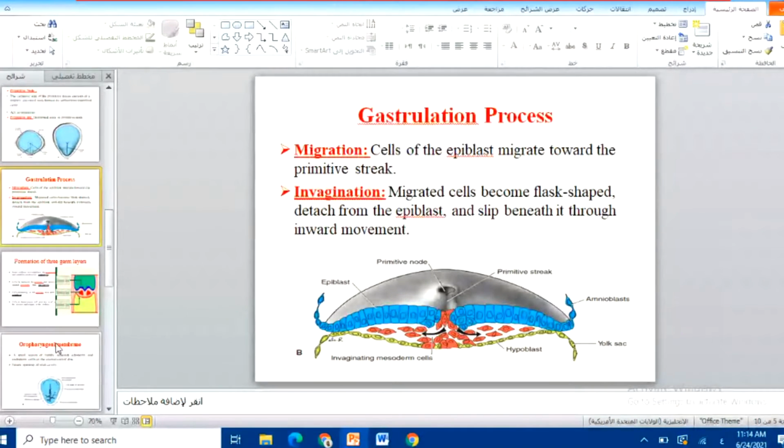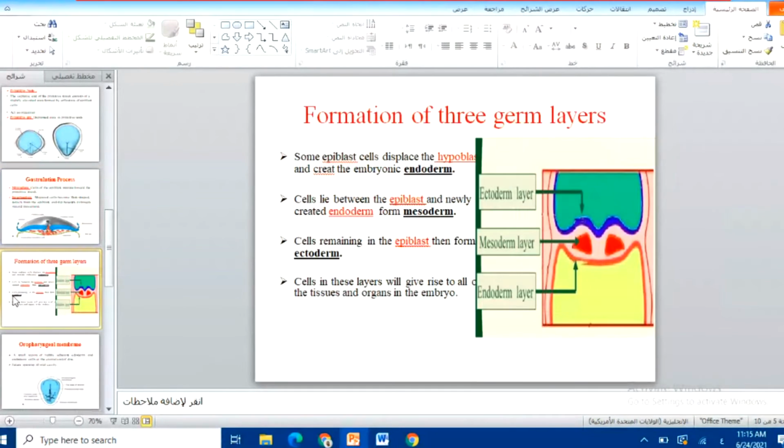Migration is the migration of the cells, I mean the epiblast cells, toward the primitive streak. Then these cells will invaginate, in the shape of a flask, detach from the epiblast layer and move inward. The formation of the three germ layers happens firstly by the formation of the endoderm layer, by displacement of the hypoblast layer by some cells of the epiblast.